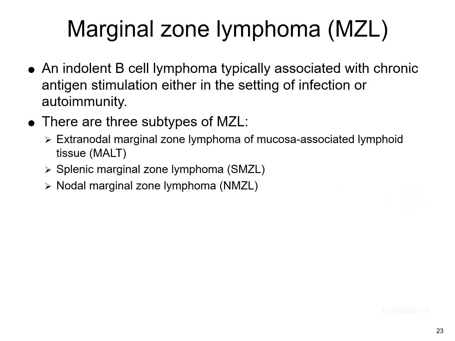Marginal zone lymphoma is a lesser, not as progressive B-cell lymphoma that typically is associated with chronic antigen stimulation, either in the setting of infection or autoimmunity. There are 3 subtypes of this lymphoma. Extranodal marginal zone lymphoma of mucosa-associated lymphoid tissue, or MALT, is the most common of the subtypes, and they're usually associated with organs that seemingly lack obvious lymphoid type tissue.